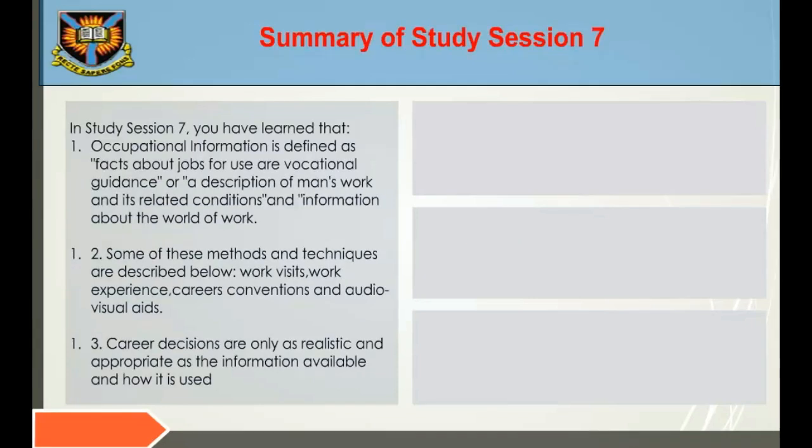Summary of study session. In this study session, you have learned that: 1. Occupational information is defined as facts about jobs for use as vocational guidance or a description of man's work and its related conditions and information about the world of work. 2. Some of these methods and techniques are described below: work visits, work experience, career conventions, and audiovisual aids. 3. Career decisions are only as realistic and appropriate as the information available and how it is used.